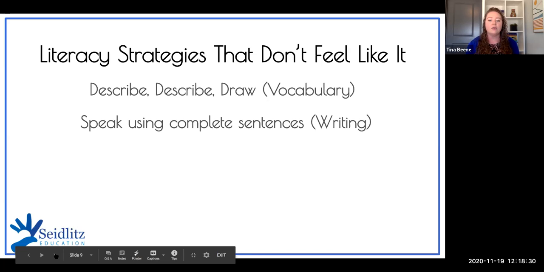So I know that so many of our students feel judged based on how they speak. And it's really important that we give them the opportunity to learn how to express themselves in the academic register. So we want to always speak using complete sentences and expect our students to do that as well. That will have a huge impact on their writing.